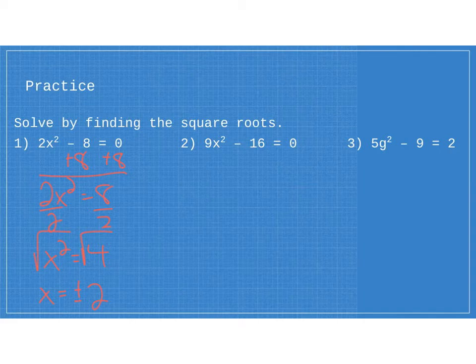Alright, so on number 2, some of you may see right away, and you could have done on number 1, factor out GCF, and then solve from there. This one, some of you might see is difference of squares, so 3x and 4.